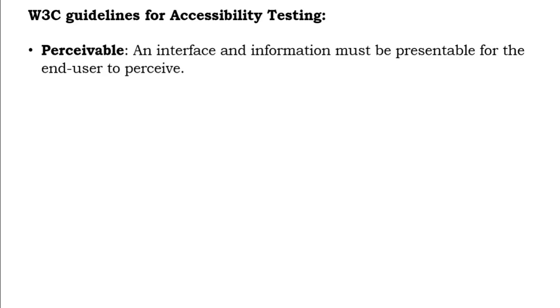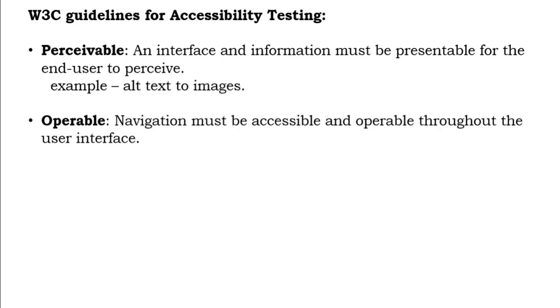W3C guidelines for accessibility testing. Perceivable: an interface and information must be presentable for the end user to perceive, for example, alt text for images. Suppose there is a screen reader which will read each and every text. In that case, if there is an image, there must be alternative text present in the HTML tag so that it will read out that alternative text, and the listener will get to know what that image is about.